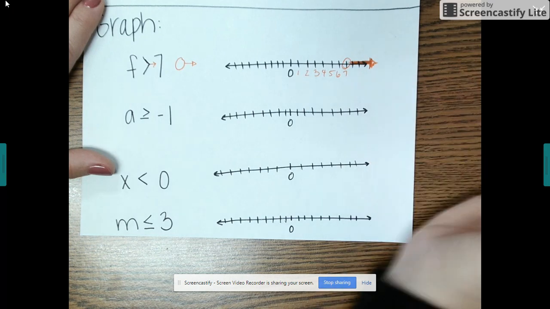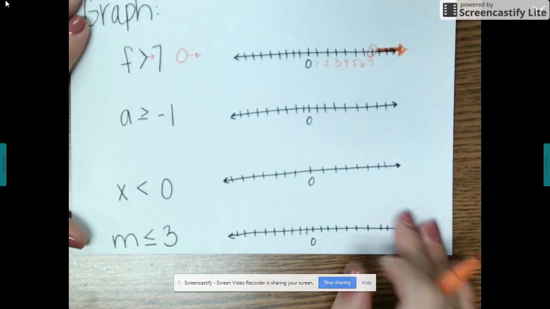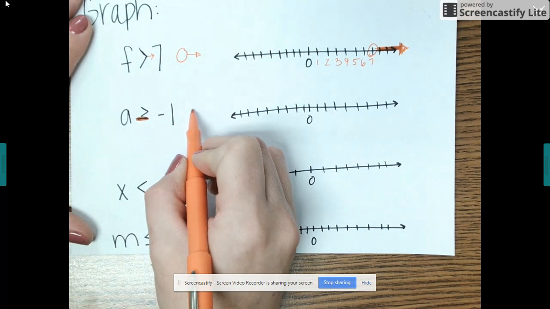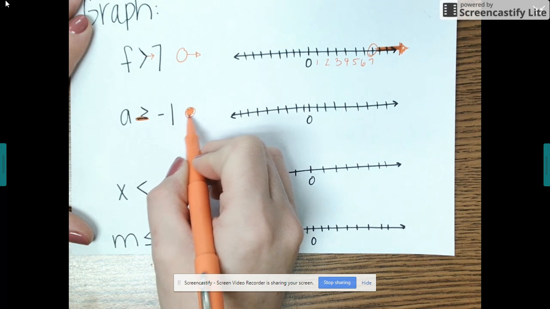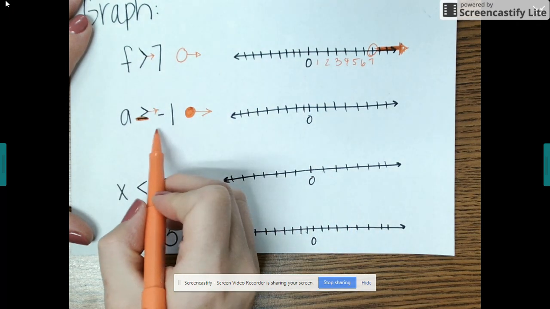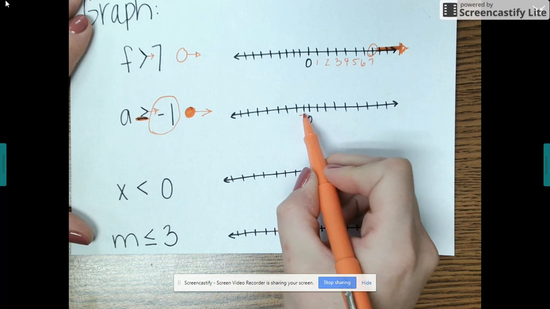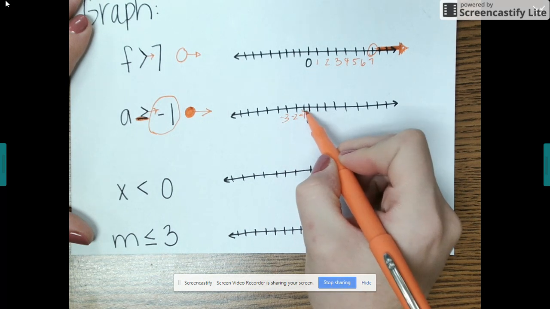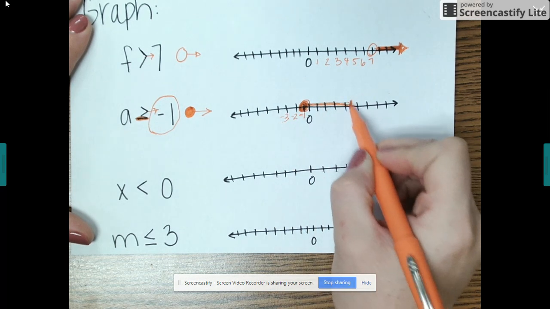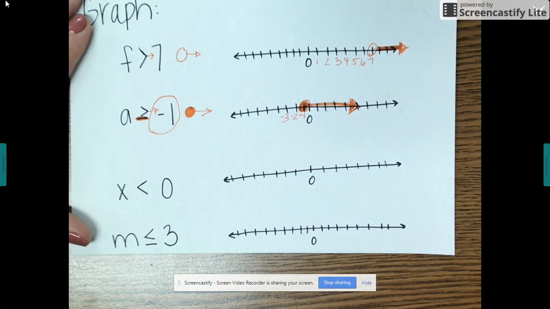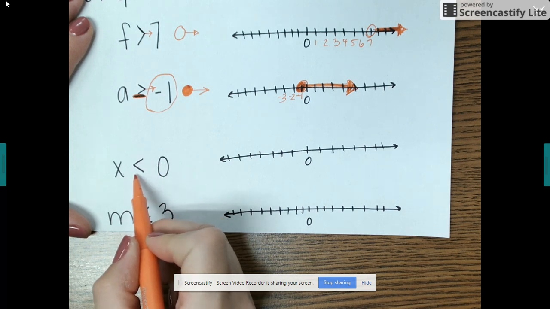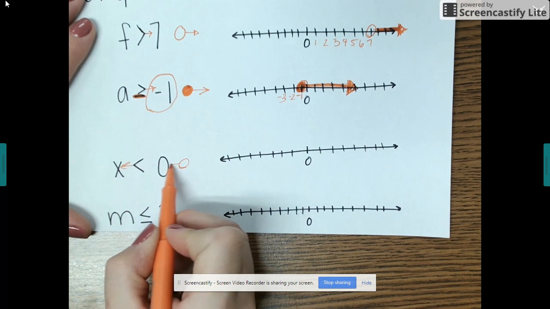Yes, you need the arrow. Let's do this one. Open or closed? How do we know it's closed? Is because of this right here. Get it as filled in as possible, and it's pointed this way. Now, we have to find -1. If this is 0, this is -1, -2, -3. So closed circle, and I'm shading that way. Let's do this one. 0, open circle, because it has no line underneath. I'm going to be shading that way.